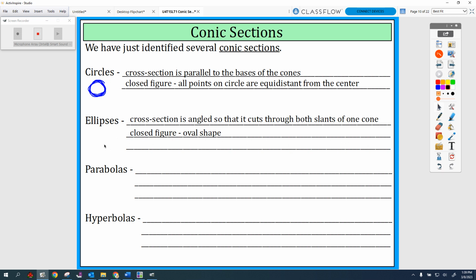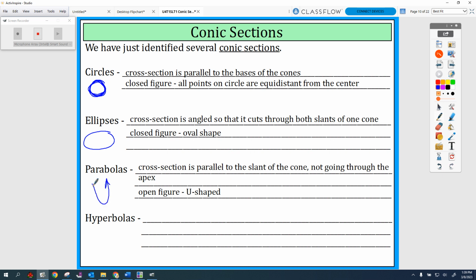It is again a closed figure, but it is more of an oval shape. So it kind of looks like this. We also have a parabola, and again, you can pause these as you go along to get the notes down. A parabola is when the cross section is parallel to the slant of the cone. We talked about that idea of the slant and the cross section being at the same degree, so that it's not going through the apex. And a parabola is an open figure, meaning that it doesn't really have a beginning and end per se, that both ends of the parabola extend in either direction.